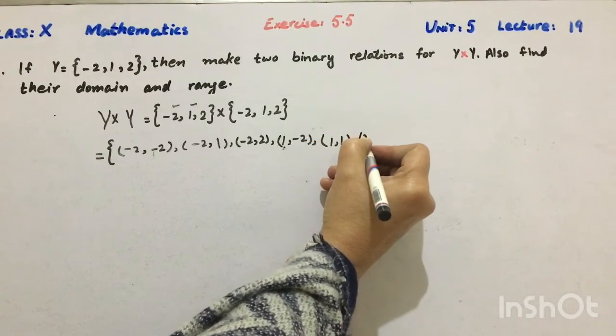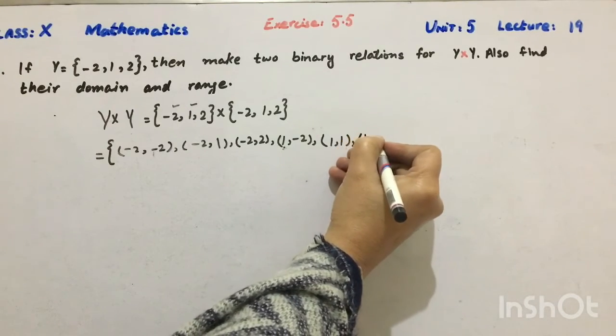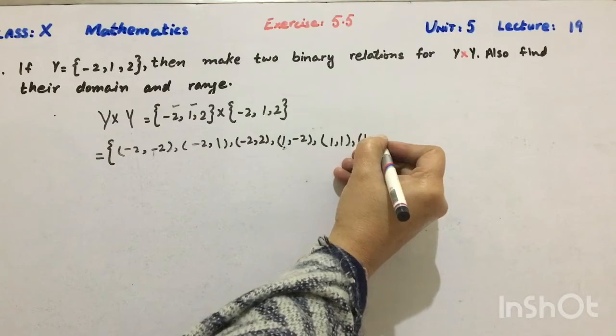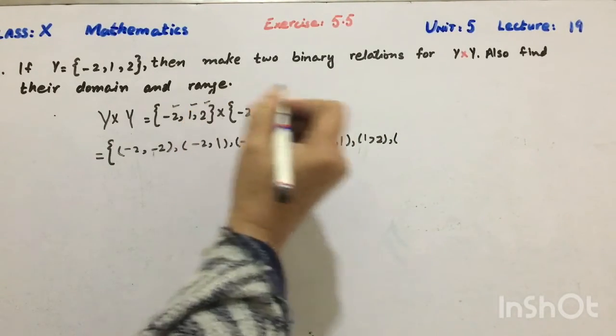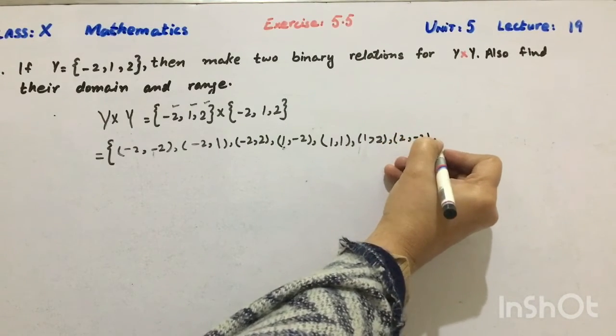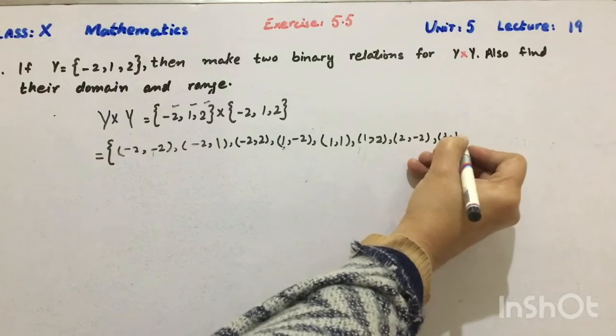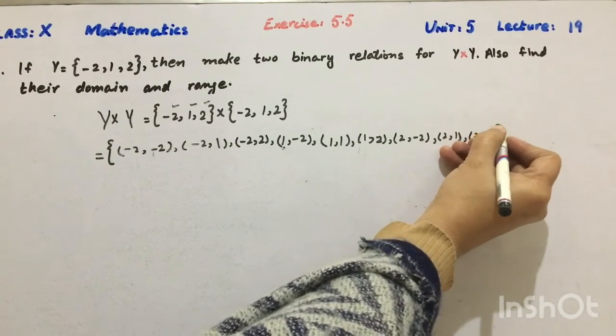Then (1, 2). Now the third element is 2: (2, -2), (2, 1) and (2, 2).